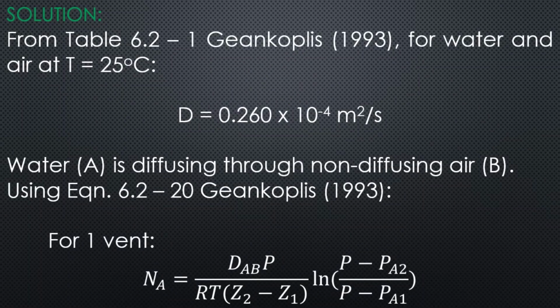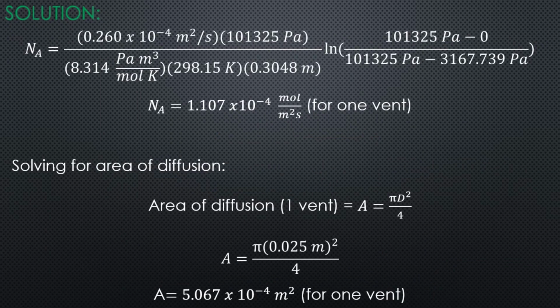Using table 6.2-1 from John Copley's 1993, for water and air at 25 degrees Celsius, the diffusivity is 0.260 times 10 to the negative 4 square meters per second. In this problem, the air cannot diffuse into the water. Thus, we use equation 6.2-20 from John Copley's 1993. Also, we first base our computations on one vent, as all the vents are identical. Plugging in values into the previous equation, we have a mass flux of 1.107 times 10 to the negative 4 mole per square meter second.